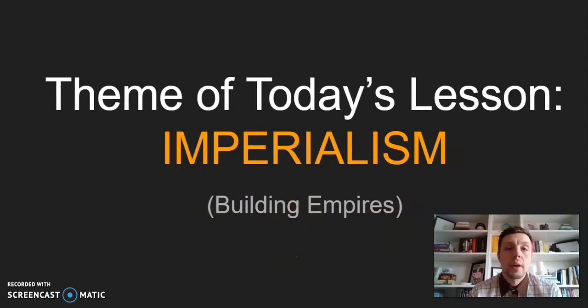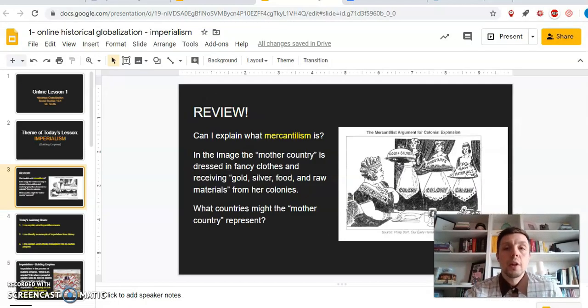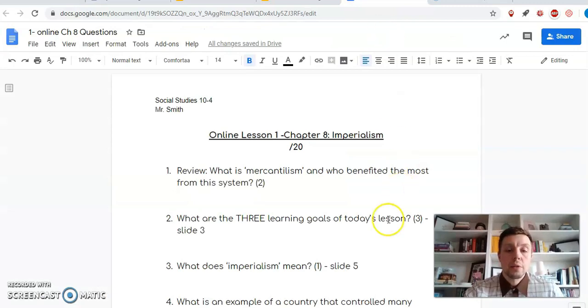So each day in our lesson, I'm going to give you guys a theme, okay? The theme of today's lesson will be what's called imperialism. Essentially it means building empires. We're going to look at how European countries started to build empires around the world after the arrival of Columbus. Before I get into these slides, I just want to show you guys as well what you're going to be doing after the slides.